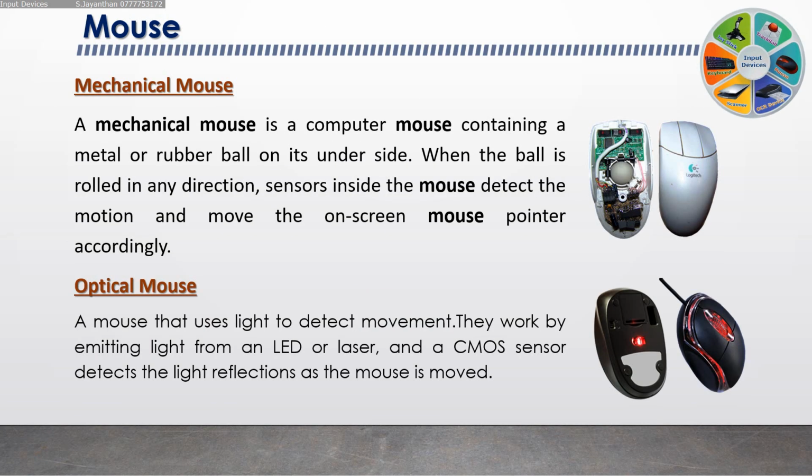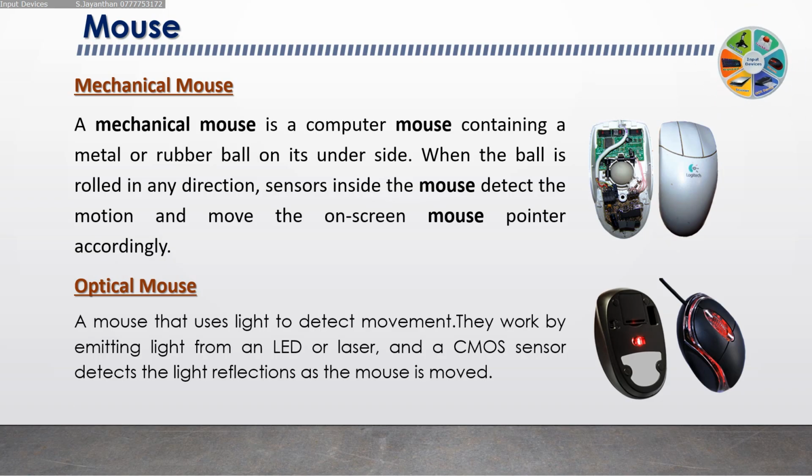Mouse is a basic pointing device. There are 2 types: mechanical mouse and optical mouse. A mechanical mouse is a computer mouse containing a metal or rubber ball on its underside. When the ball is rolled in any direction, a sensor inside the mouse detects the motions and moves the on-screen mouse pointer accordingly.